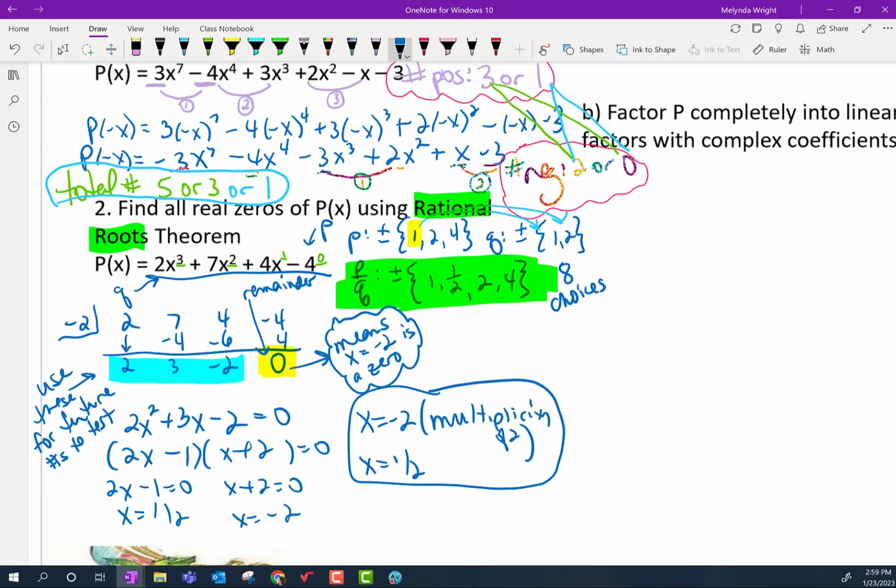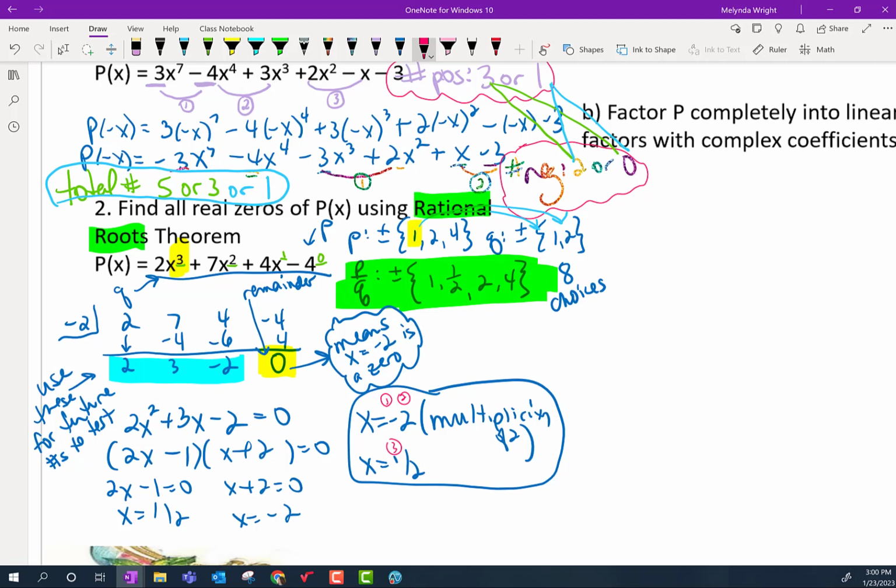How many zeros am I supposed to have? I'm supposed to have 3, because that power is 3. Do I have 3? Yep. I have 1, I have 2, and I have 3. I have 2 negative 2's and 1 1/2. I have 3 answers. And then we just found all the real zeros of p of x using rational roots theorem. Yay!